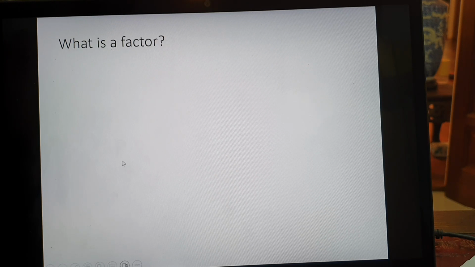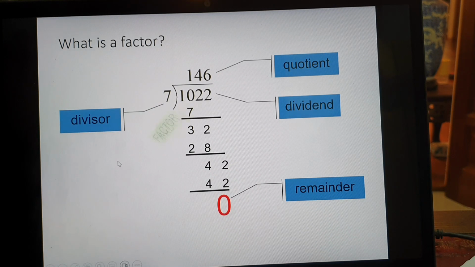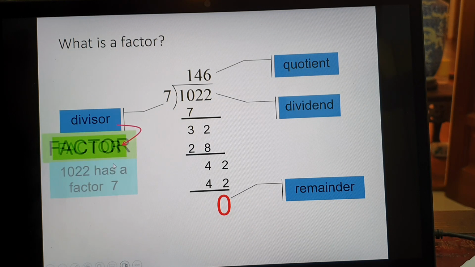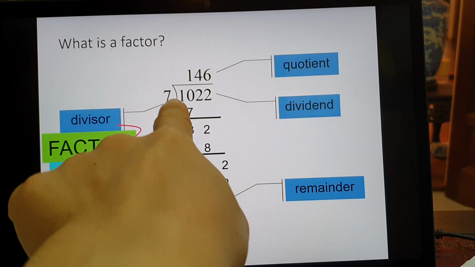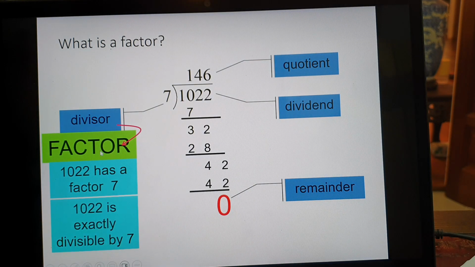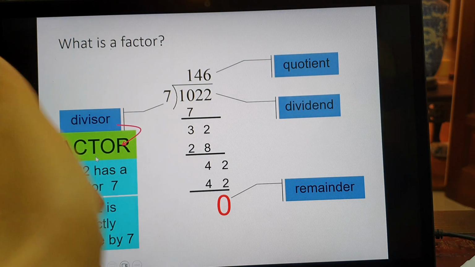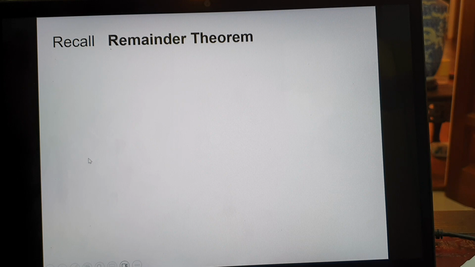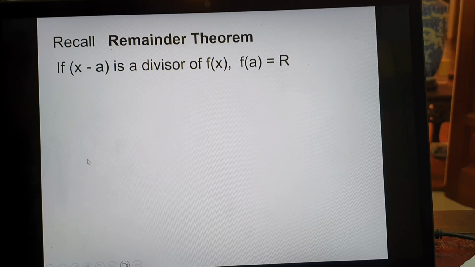Factor theorem. What is factor theorem? Factor theorem is something like remainder theorem. If your remainder is 0 when divided by 7, for this number 1022, then of course 7 is a factor. Or you can say it is exactly divisible by 7. This is what you learn in primary school.